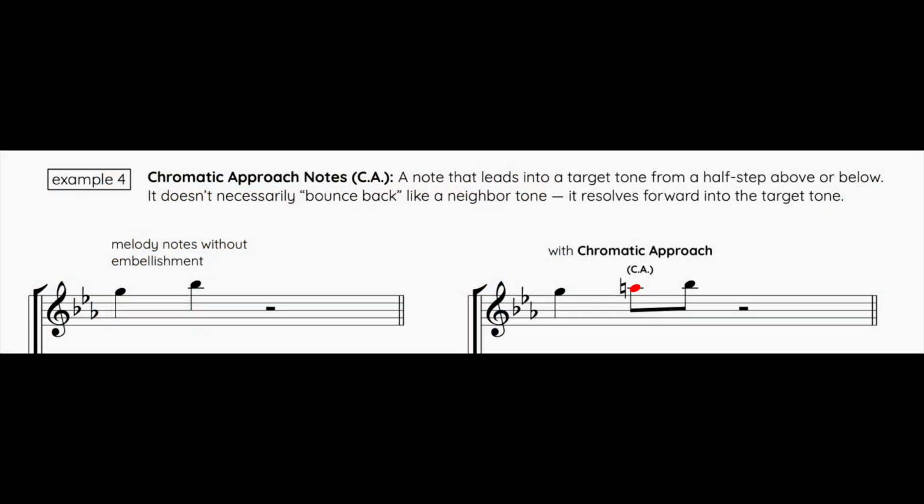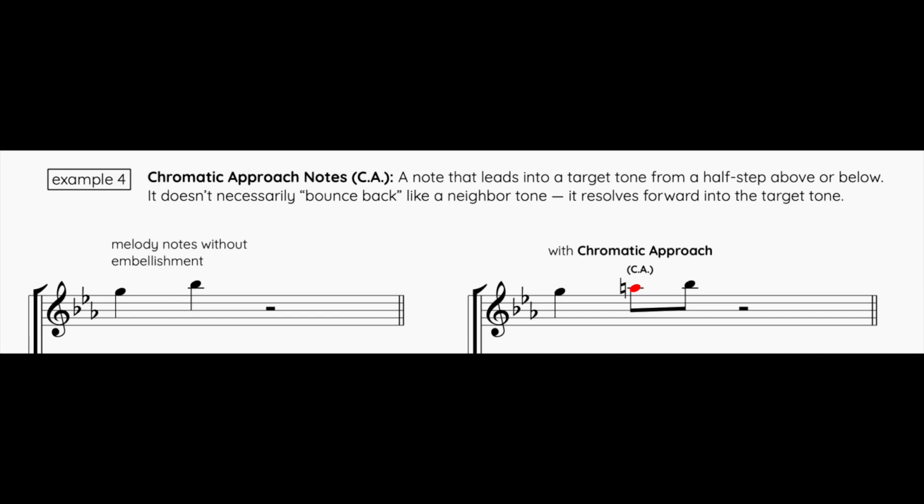Okay, now we're going to look at the second element, chromatic approach notes. These are notes that lead into a target tone from a half step above or below. They differ from neighbor tones because they don't necessarily bounce back like a neighbor tone. These resolve forward into the target tone.